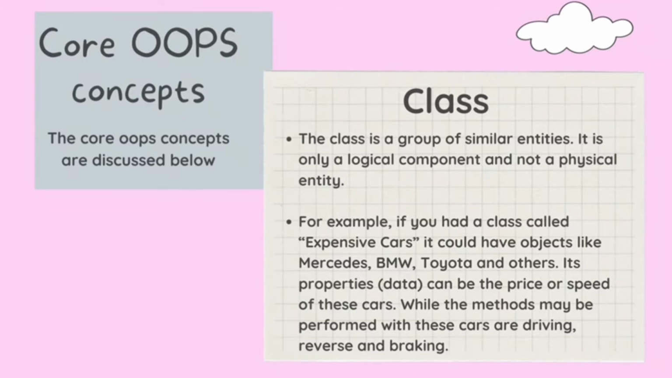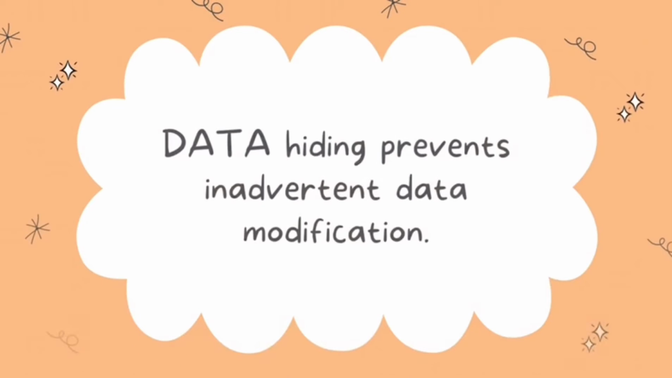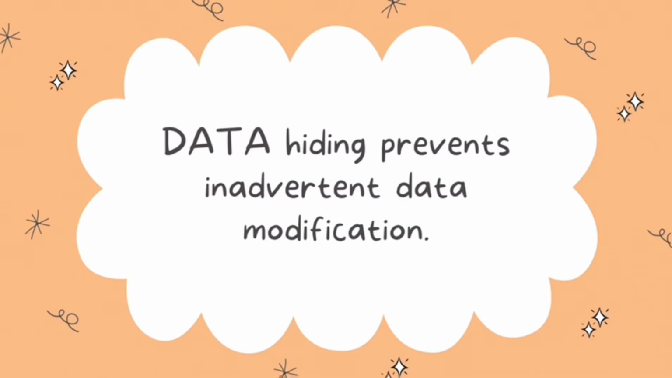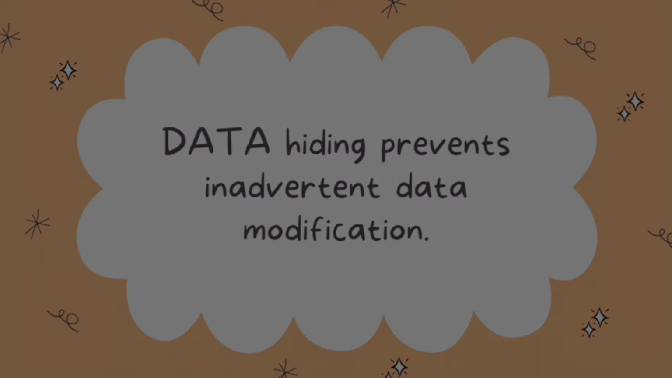Class: a class is a group of similar entities. It is only a logical component and not a physical entity. For example, if you had a class called expensive cars, it could have objects like Mercedes, BMW, Toyota, and others. Its properties (data) can be the price or speed of these cars, while the methods that may be performed with these cars are driving, reverse, and braking. Data hiding prevents inadvertent data modification.